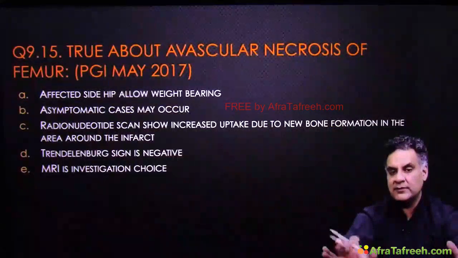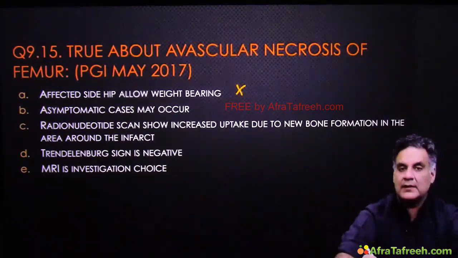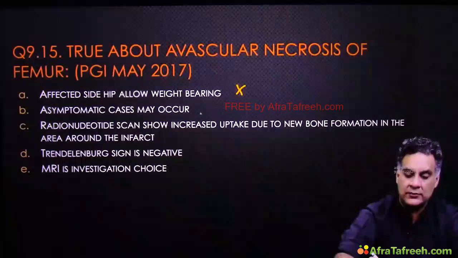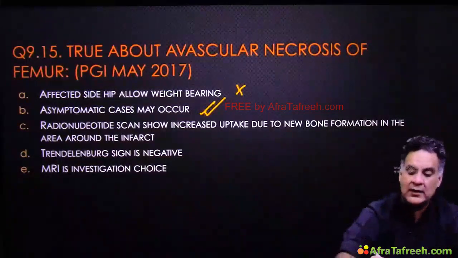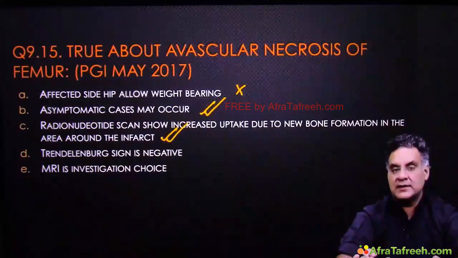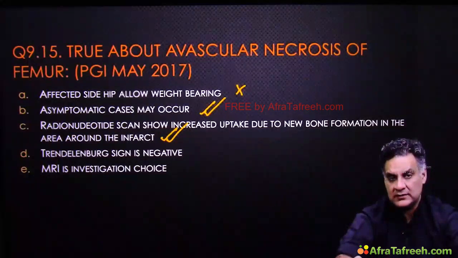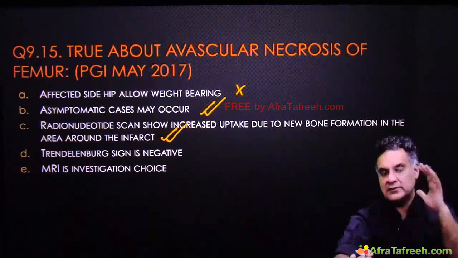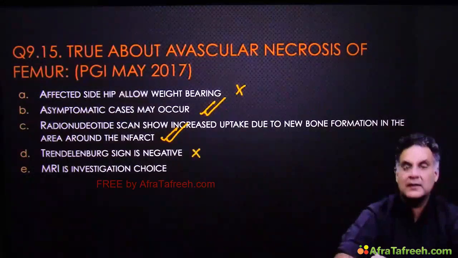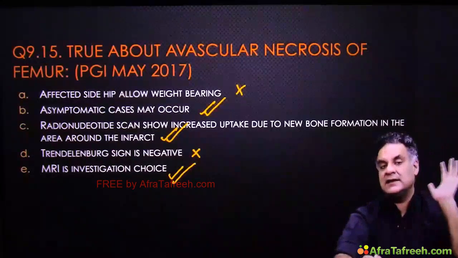True about AVN of the femur. Affected side allow hip weight bearing? No. Asymptomatic cases may occur? True. The radionuclide scan may show increased uptake around the area of infarct? True. Trendelenburg test is negative. So when you have avascular necrosis, in terminal stages, it can be unstable. So Trendelenburg test can be positive, false. MRI is the investigation of choice? True. So the answer is B, C and E.